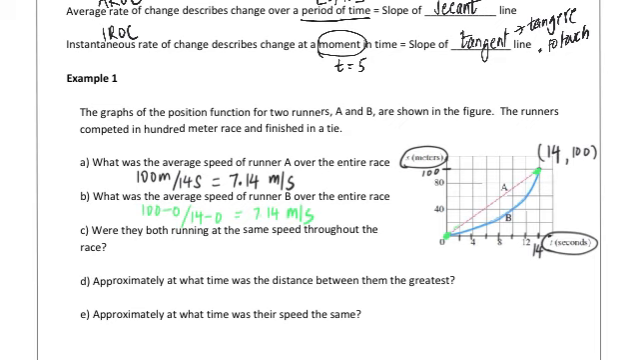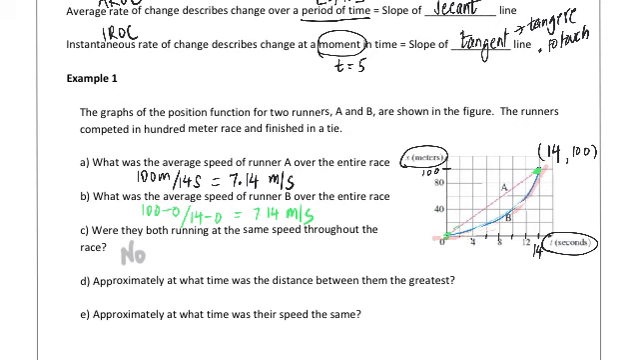you can see that runner B started out running slower at the beginning and then faster and faster. The slope on that blue curve is increasing as time goes on. So no, they were not both running at the same speed. Approximately at what time was the distance between them the greatest?